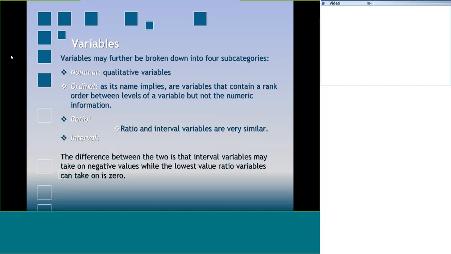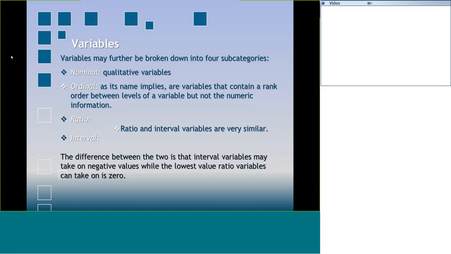Variables may be further classified into 4 subcategories: nominal, ordinal, ratio, and interval. Nominal variables are qualitative variables. That is, the levels of nominal variables take on categories that convey no numerical difference or ordering among them. An example of a nominal variable might be what kind of car you drive or what state you live in.